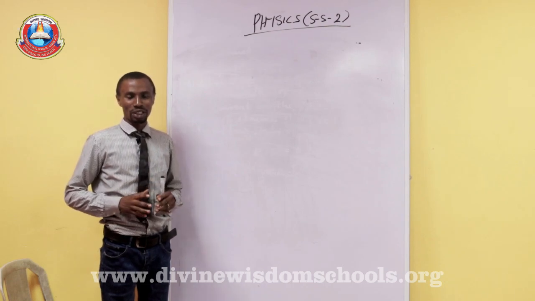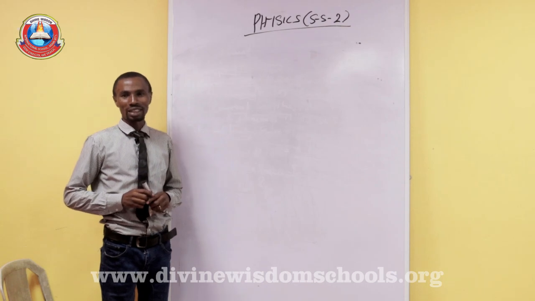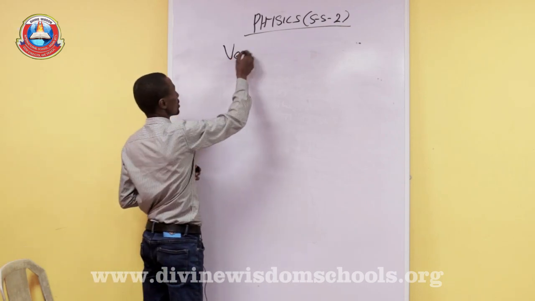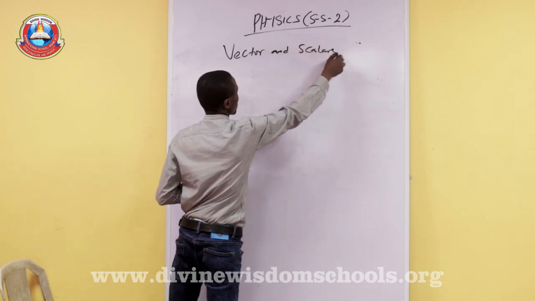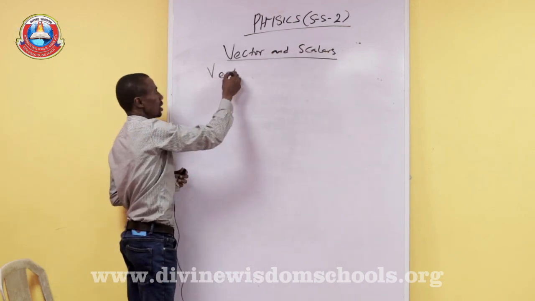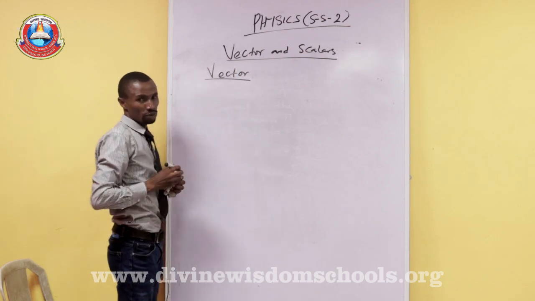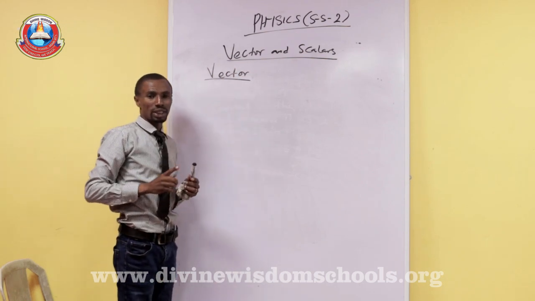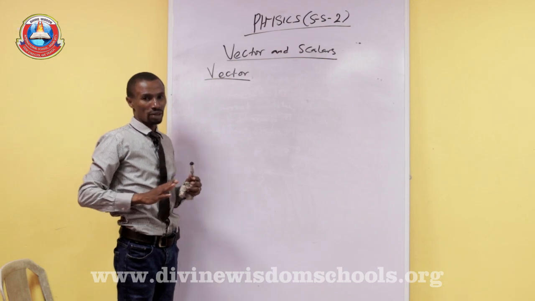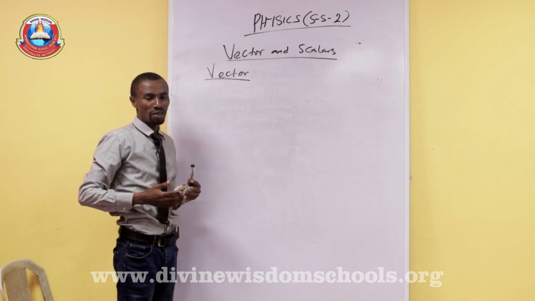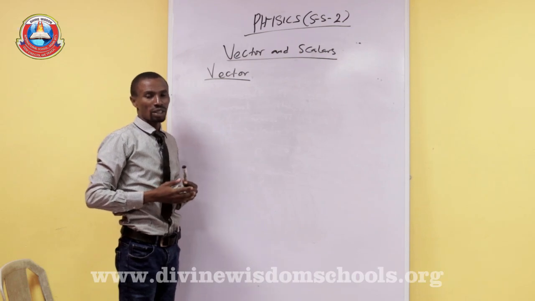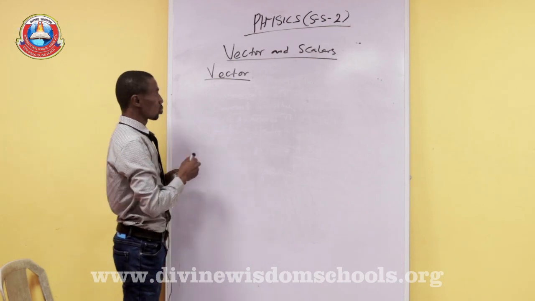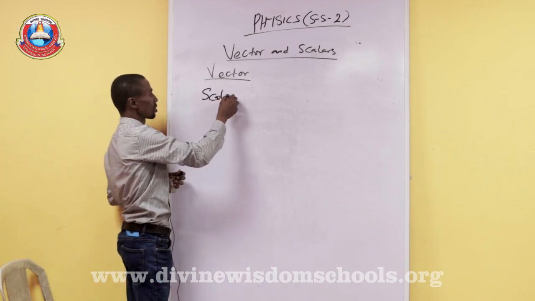Today we'll be considering the topic vector and scalar. What is a vector? A vector is a quantity which has magnitude and direction. And we have examples of vector. We have velocity, we have acceleration, we have momentum, we have density, etc.